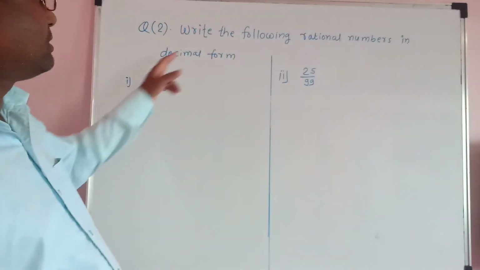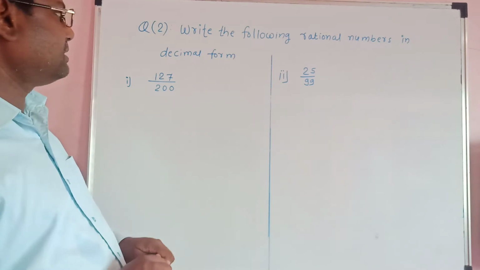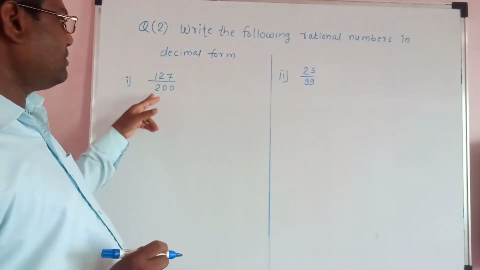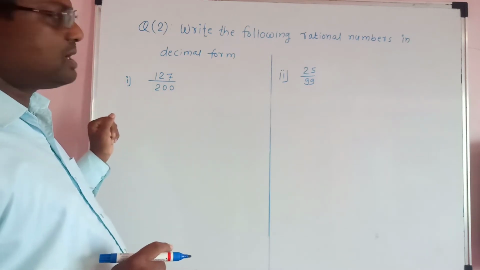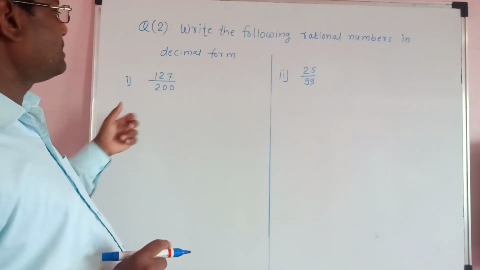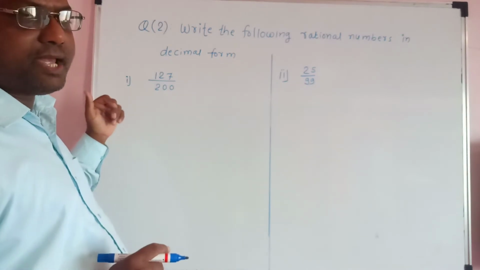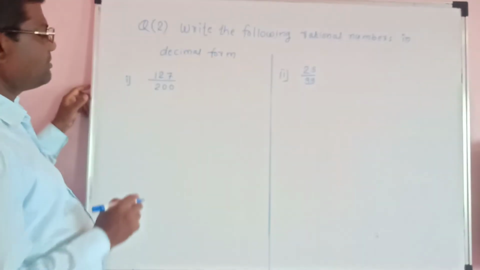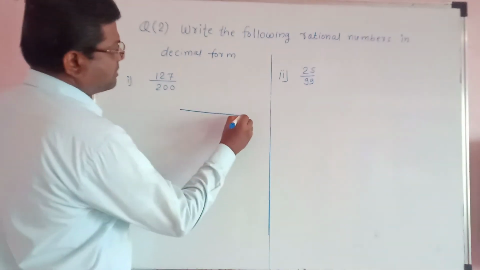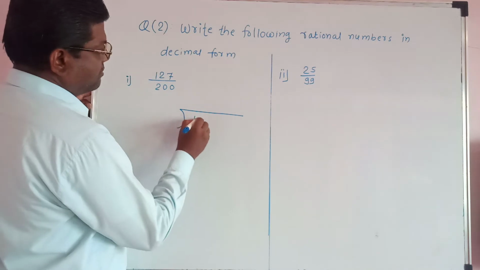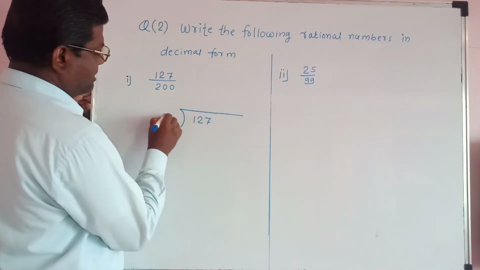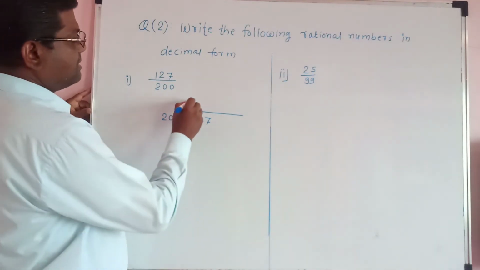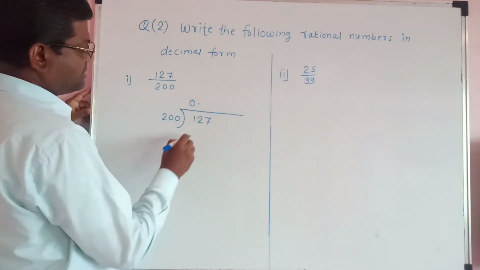Question number 2. Write the following rational numbers in decimal form. Example number 1: 127 upon 200. In order to convert this rational number into its decimal form, we have to divide numerator by denominator. Therefore, here we divide 127 by 200. 127 is less than 200. Therefore, quotient is 0.